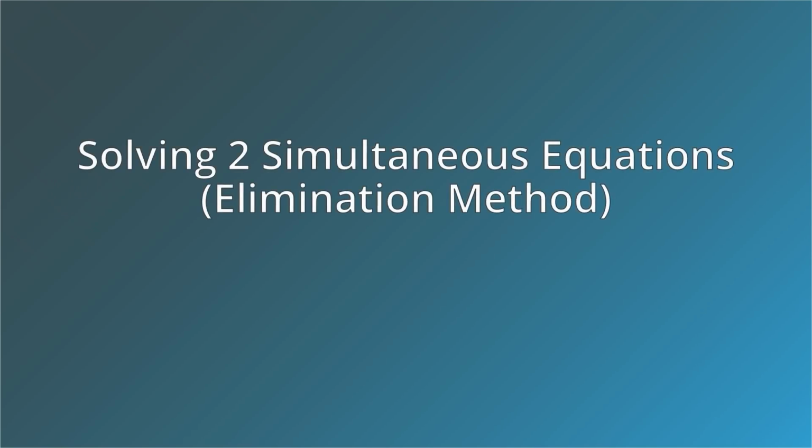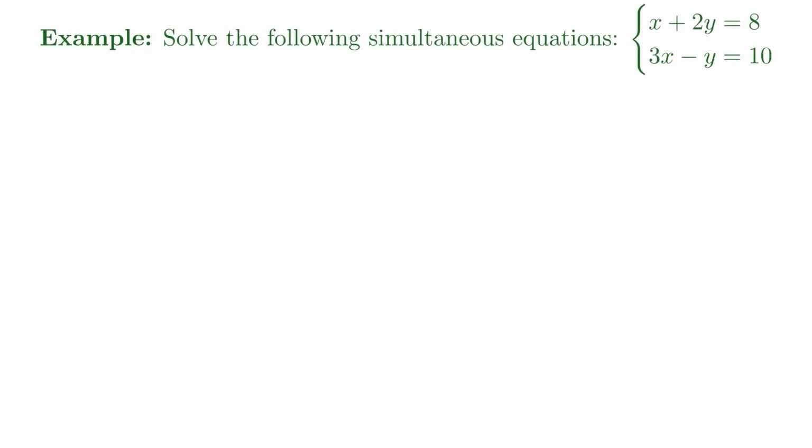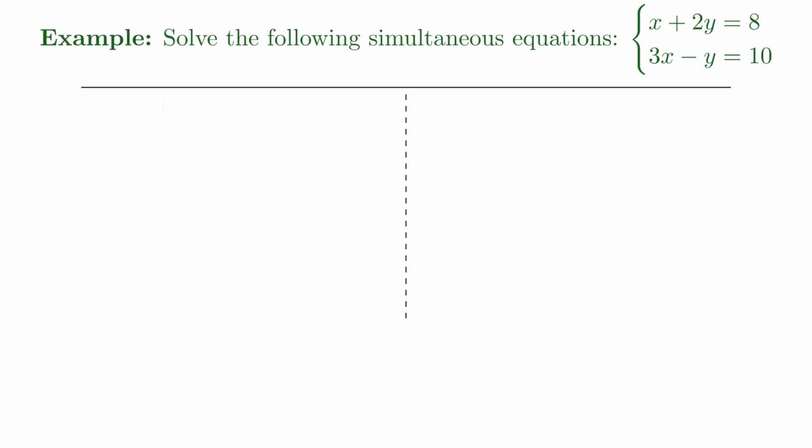So today we're solving simultaneous equations using the elimination method. In this example, we're solving the following simultaneous equations: x plus 2y equals 8 and 3x minus y equals 10. So we're going to start by eliminating the x.